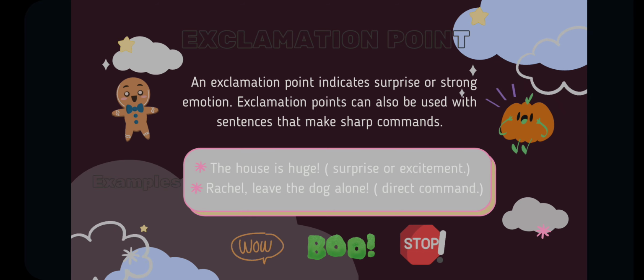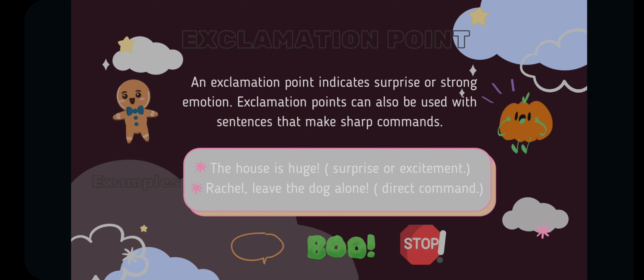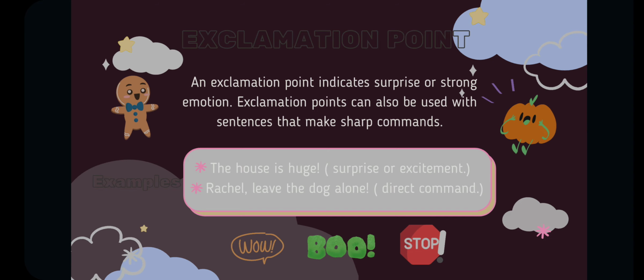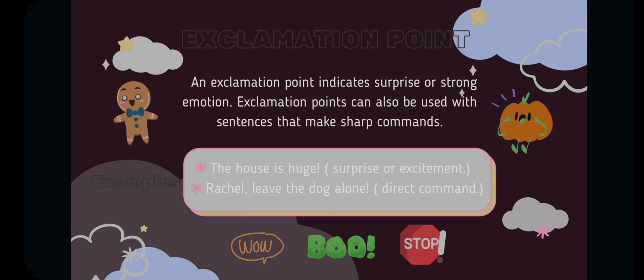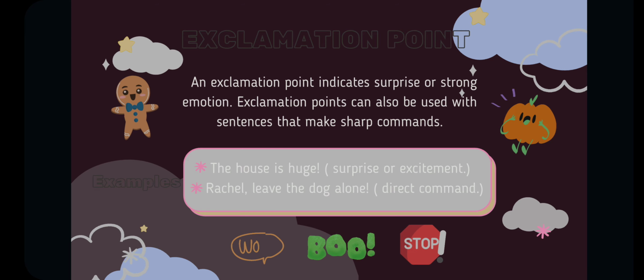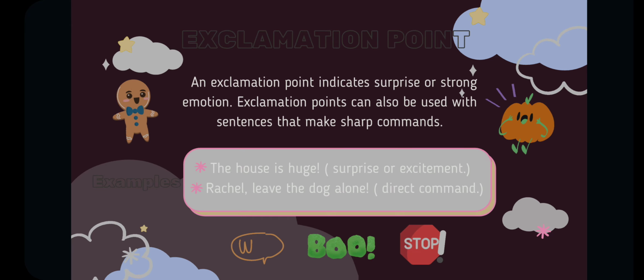Next example. Rachel, leave the dog alone! The speaker in this sentence is making a sharp, direct command. Also, a sentence ending in an exclamation mark may represent an exclamation or an interjection. For example, wow, boo, or an imperative, stop!